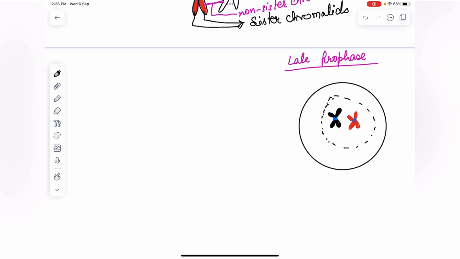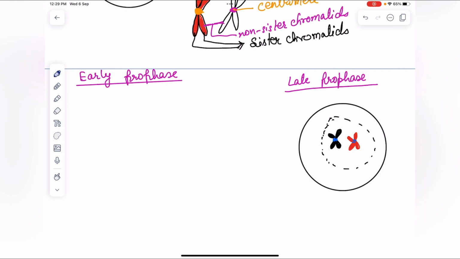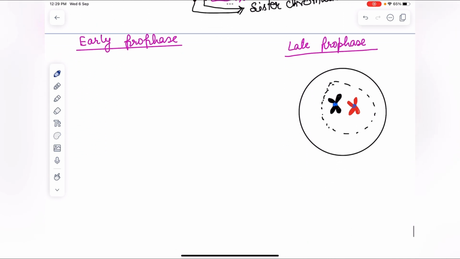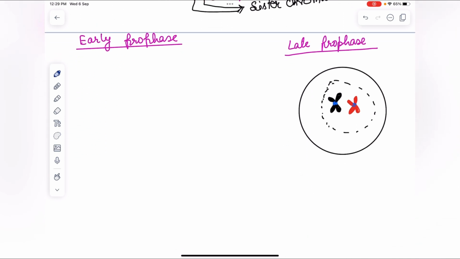So what happens in the early prophase? We have seen the chromatin fiber condenses and the chromosome starts condensation. In early prophase we can see cell organelles disappear. And what happens in the late prophase? The nuclear membrane disintegrates, starts disappearing, and chromosomes will be seen in shapes. This is a centriole, and it will move towards the pole.